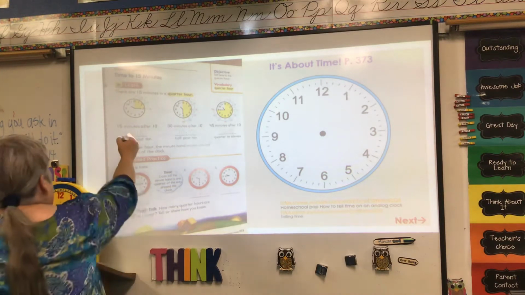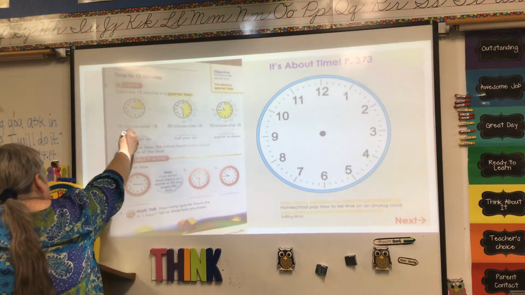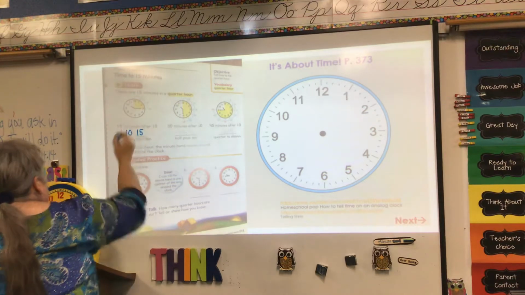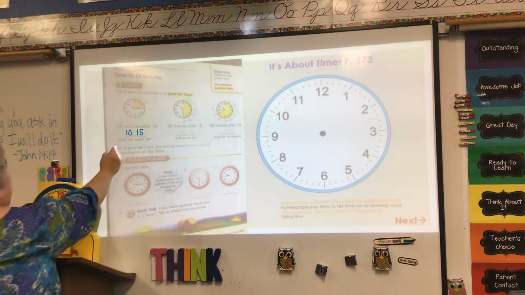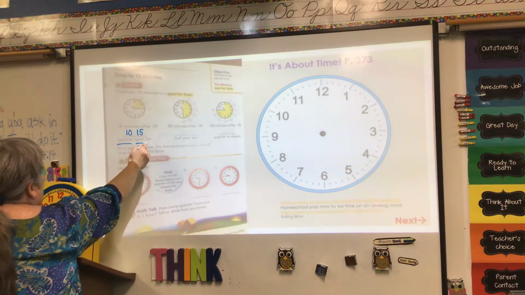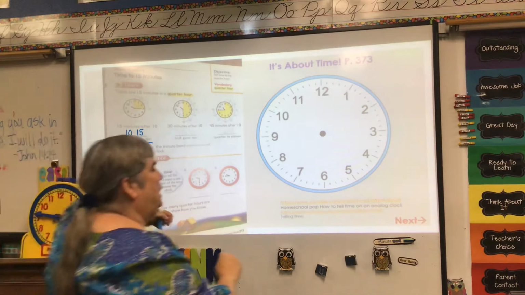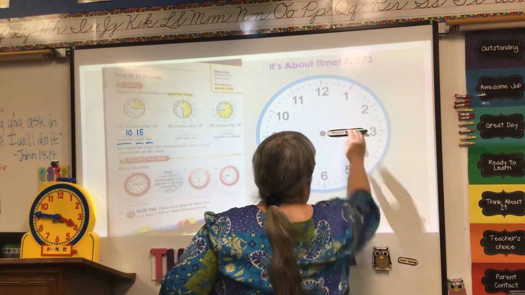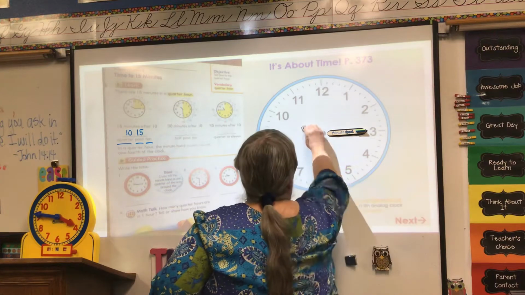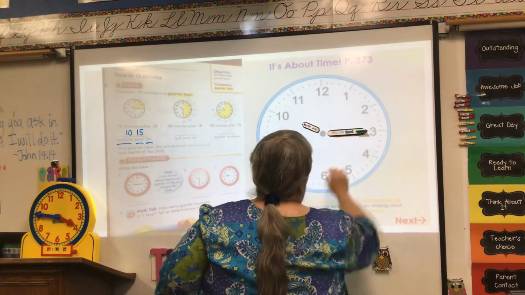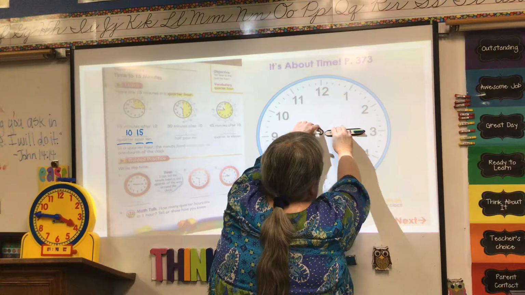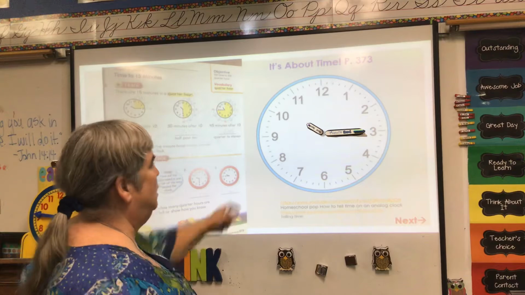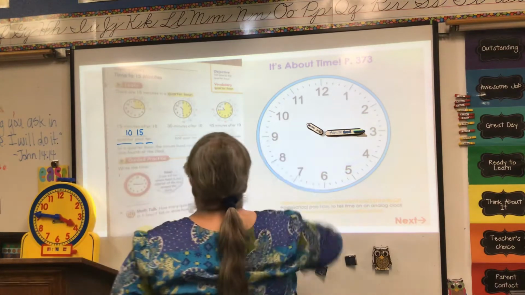So right here, they have the number 10:15. And the way that we say that is we say 10:15. So if I use my handy dandy tools here, I could say the minute hand is there, the hour hand is pointing towards the 10. So that is 10:15. And actually, the hour hand is a little past the 10.